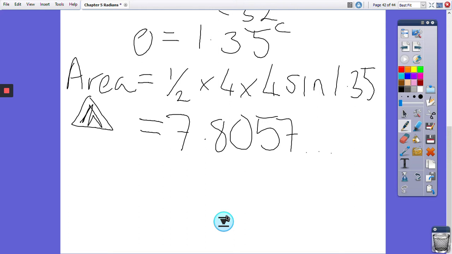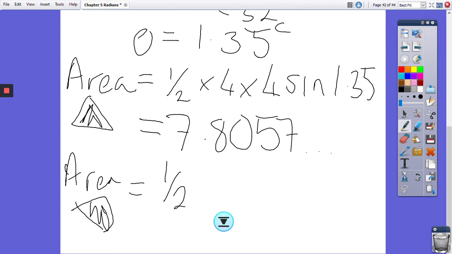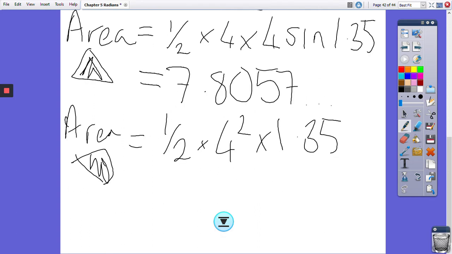Then we're going to work out the area of a segment. Oh, I've got to work out the area of a sector first of all. So the area of a sector is going to be a half r squared theta. So it's going to be half times 4 squared times 1.35. And then we're going to do the one minus the other for the area of a segment.